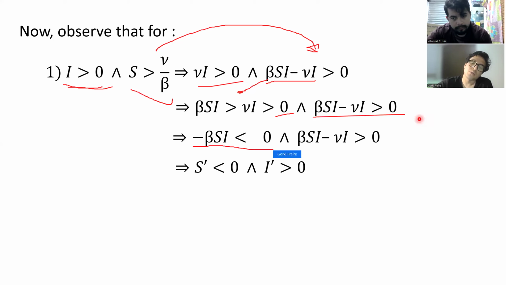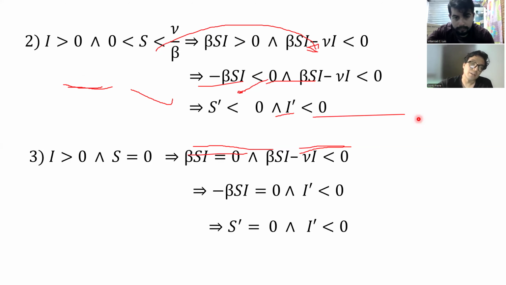So minus beta SI is going to be less than 0, and beta SI minus VI is going to be greater than 0. Remember what we define in our system: the derivative of I is this expression, and the derivative of S is this expression. We have that S prime is going to be less than 0, and I prime is going to be greater than 0.